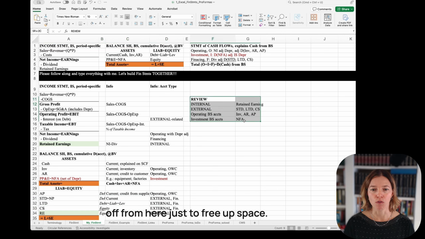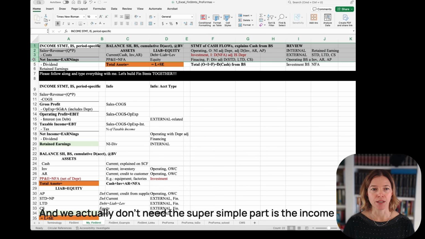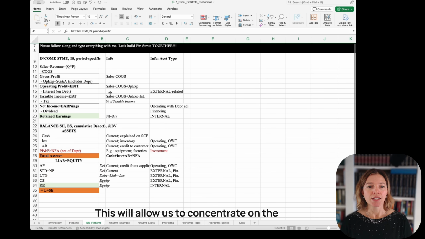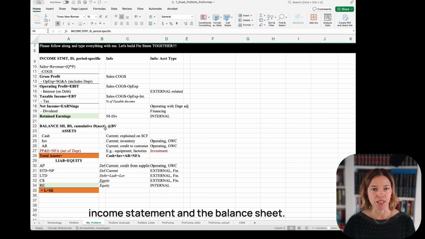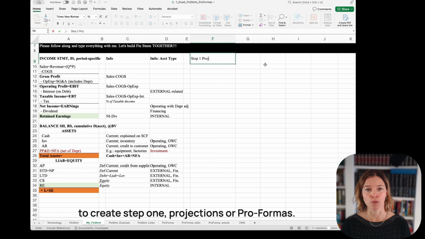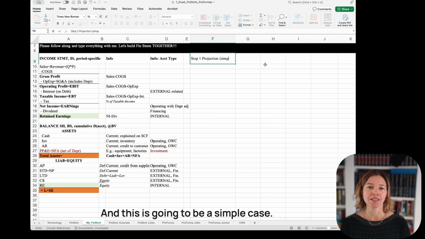And we actually don't need the super simple part, the income statement, balance sheet, and statement of cash flows. Hopefully everybody has this memorized. If you don't, please make sure you memorize it. Or I'm going to just hide it for now. This will allow us to concentrate on the income statement and the balance sheet. And what we're going to do today is create step one projections or pro formas. And this is going to be a simple case.